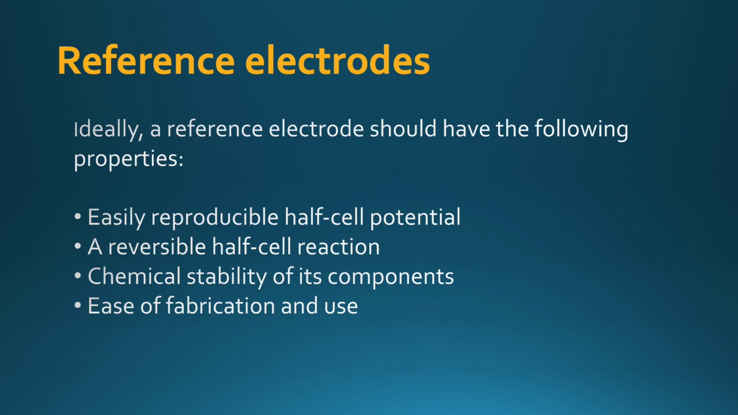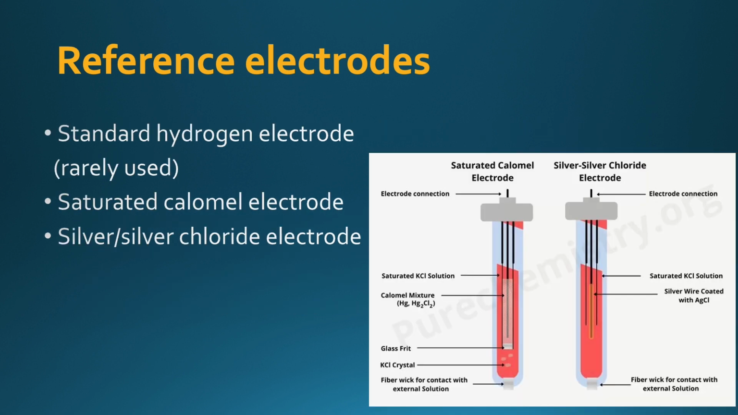So we have two electrodes, reference and indicator. Let's start with the reference electrodes. Reference electrodes should have the following properties. It should have an easily reproducible potential, a reversible half cell reaction, chemical stability of its components, because when the components change, especially with temperature change, these electrodes are very sensitive to temperature. So when the temperature changes, the composition might change, and that will affect the reading of the potential. So stability is very important, along with ease of fabrication and clinical use in the lab.